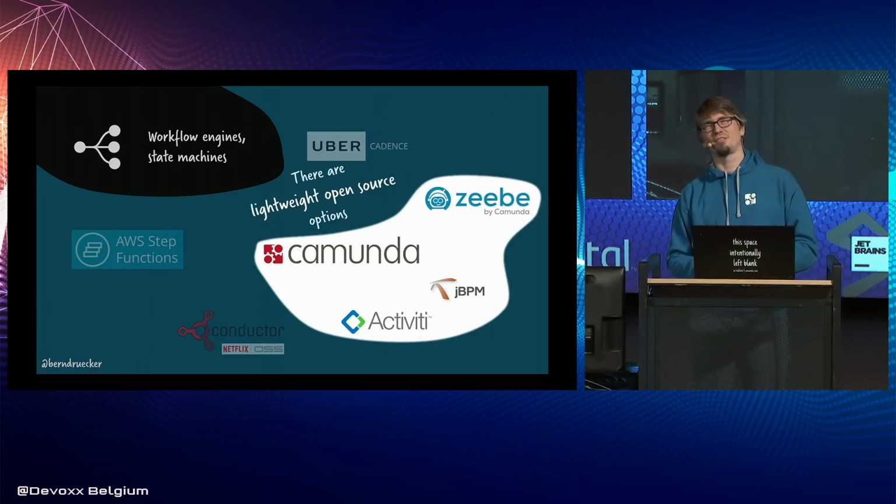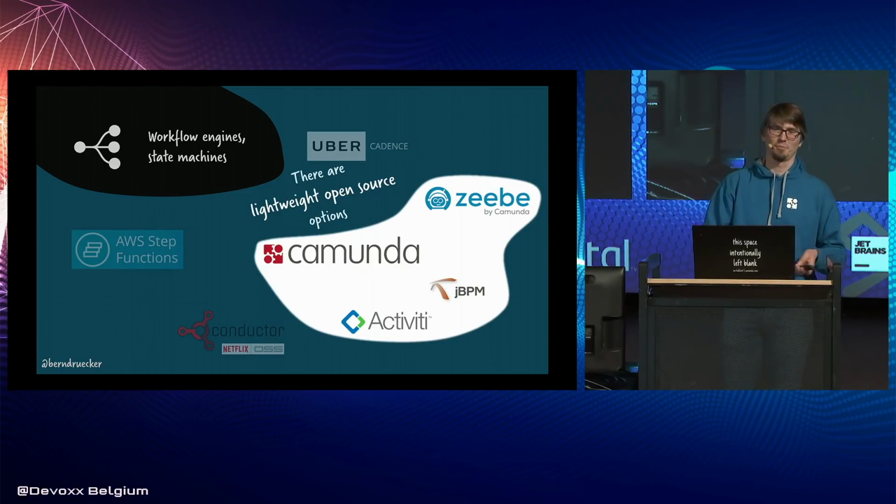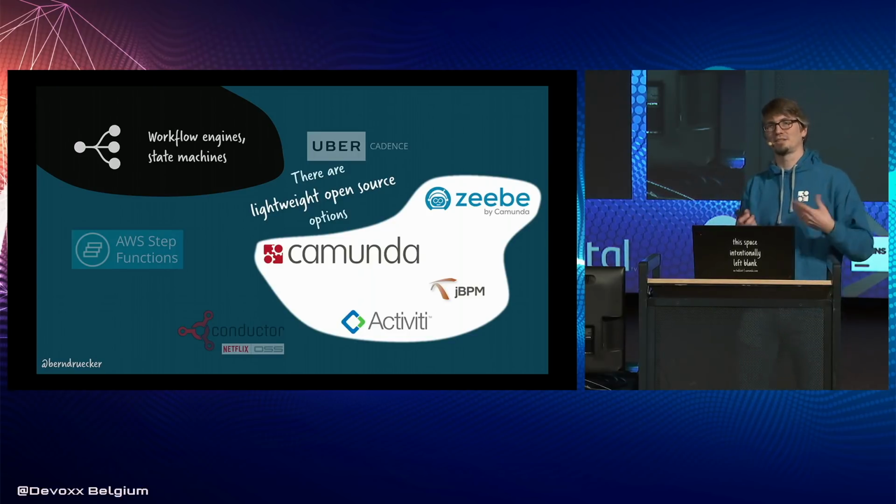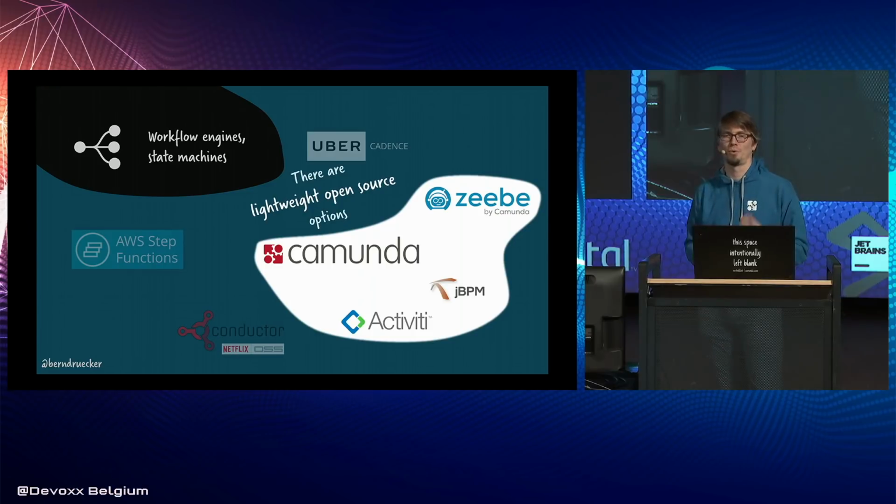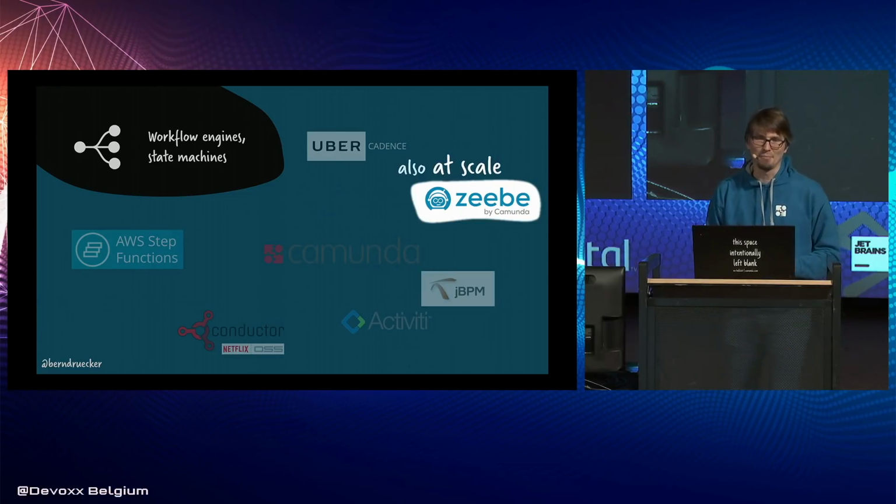And especially in the Java space, there are quite a lot of open source engines out there. Like the one we do, that's Camunda, a fork of Activiti, or you've probably also heard of jBPM and others. So there are quite some options. They're pretty lightweight. I'll show what I mean by lightweight in a minute. Also at scale. So I don't go into any details of that.